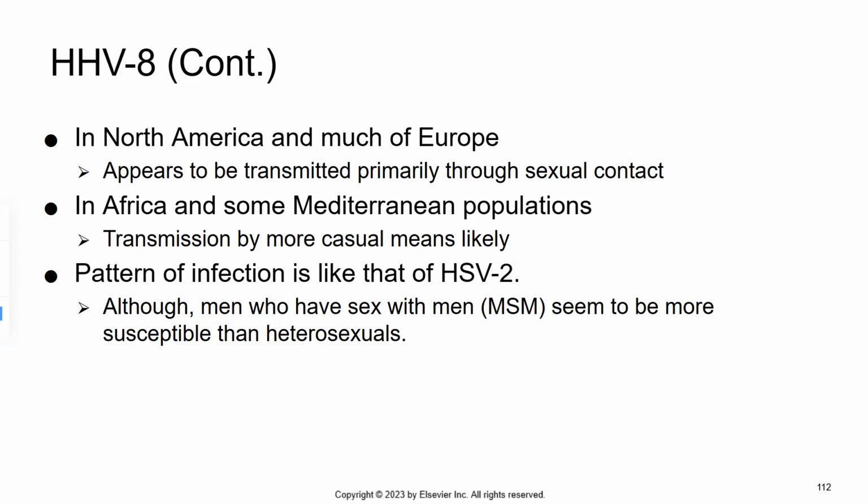In North America and in much of Europe, it appears to be transmitted primarily through sexual contact. In Africa, transmission by more casual means is more likely. The pattern of infection is like that of HSV2, although men who have sex with men seem to be more susceptible than heterosexuals.